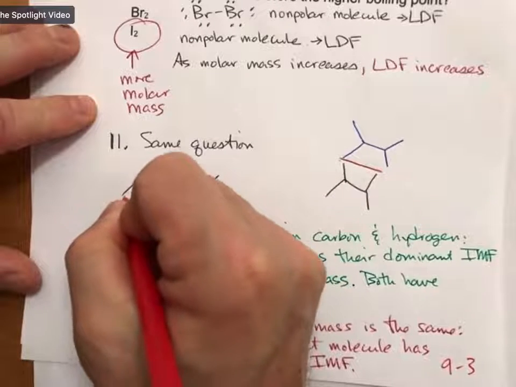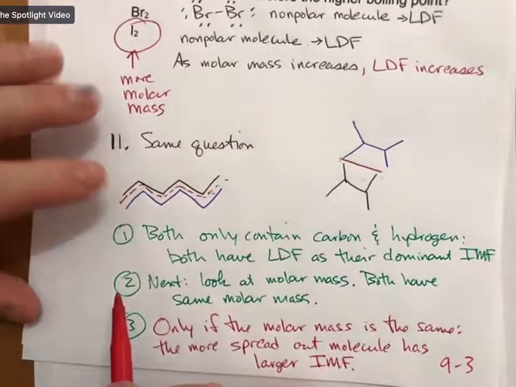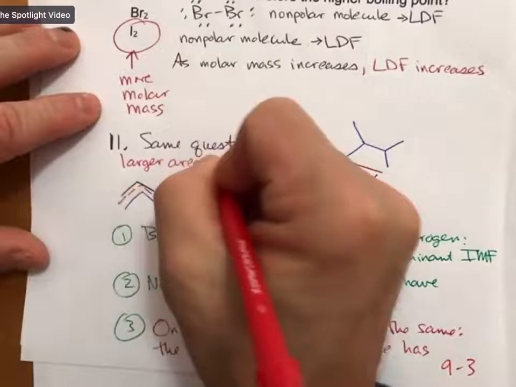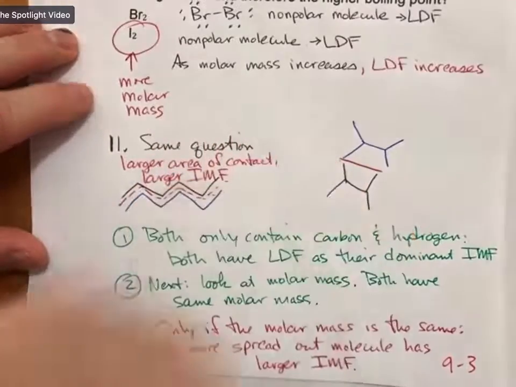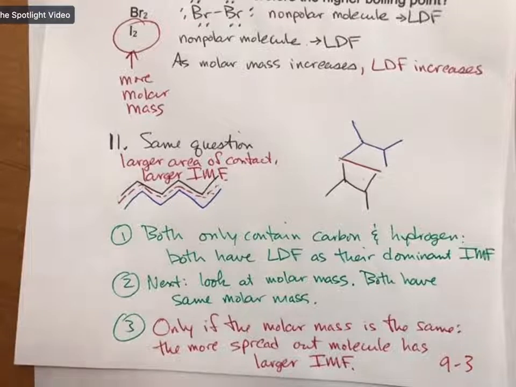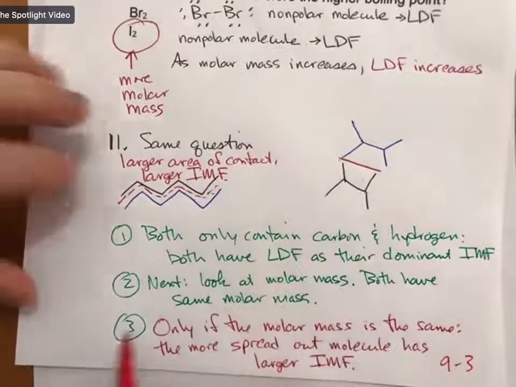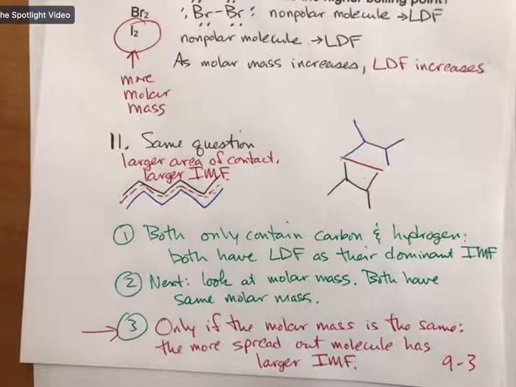The surface area here is larger, so larger area of contact, larger IMF. Larger area of contact, larger IMF. And you'll see on the recitation today, one of the questions has two molecules with the same molar mass, and then we are going to have to go and look at how spread out each of them is. The more spread out. And these are real effects, by the way. We talked about these real effects in the lecture outlines.